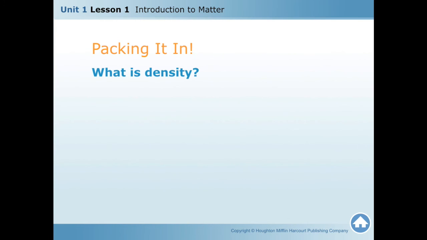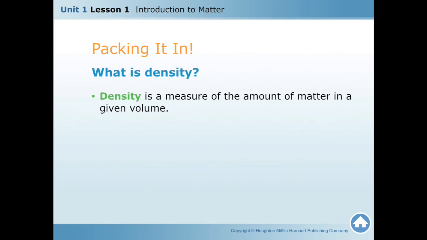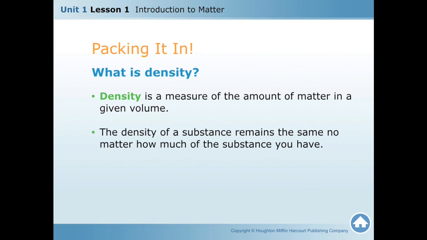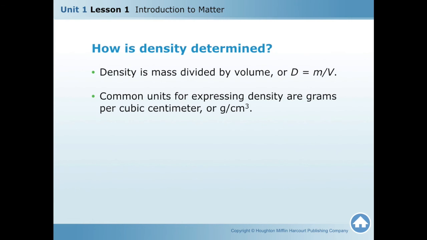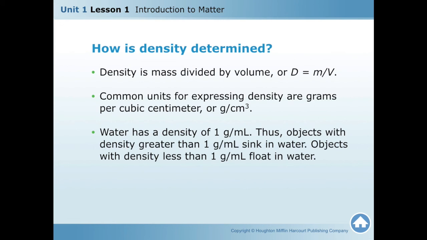Finally, today we're going to talk about density. Density is a physical property that describes the relationship between mass and volume. Density is the amount of matter in a given space or volume. A golf ball and a table tennis ball have similar volumes, but a golf ball has more mass than a table tennis ball does. So the golf ball has a greater density than the table tennis ball.